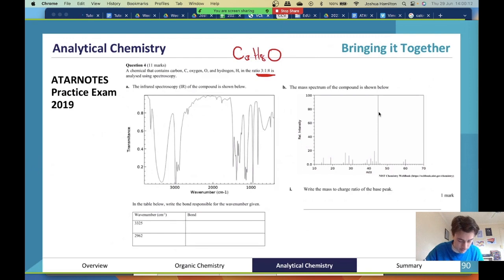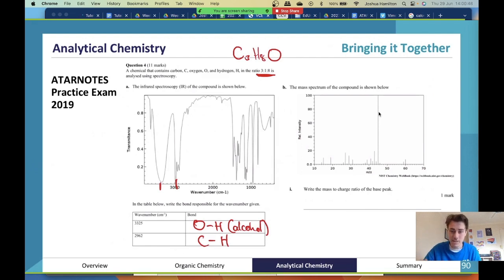So looking at this, what have we got? First of all, the infrared spectrum is shown below. In the table, write the bond responsible for the given wavelength. So the one at 3,325, that big smooth bond, what do we think? It's going to be an OH (alcohol). Really important you put the alcohol in brackets because you don't want to write OH and assume it's a carboxylic acid. Now, what is the bond at 2,962? Well, this is going to be CH. Cool. Moving on, B. The mass spec of the compound is shown below.